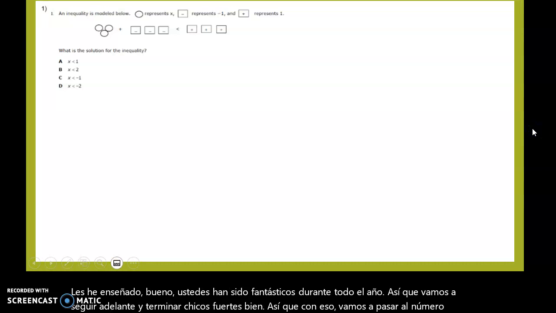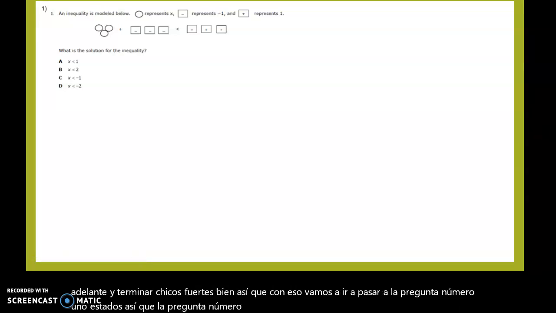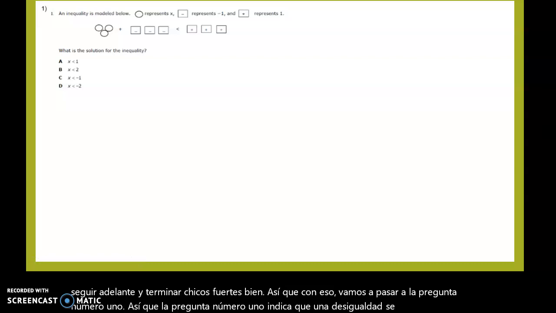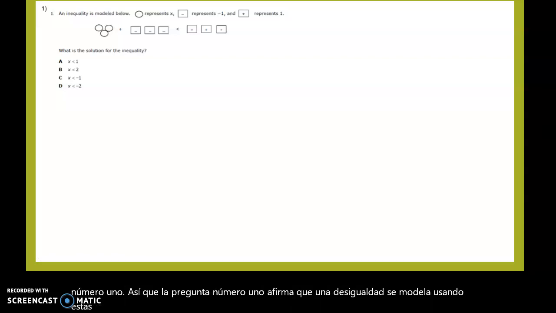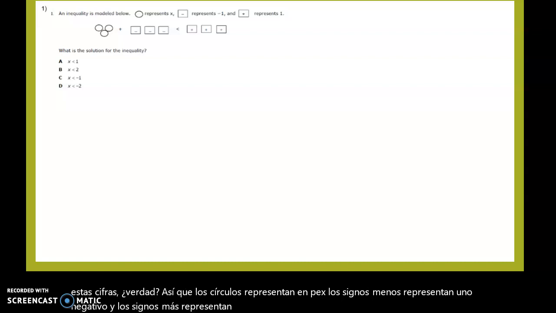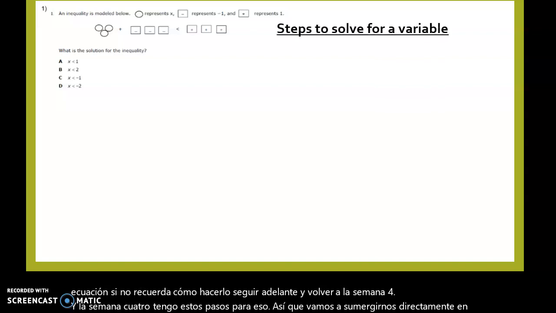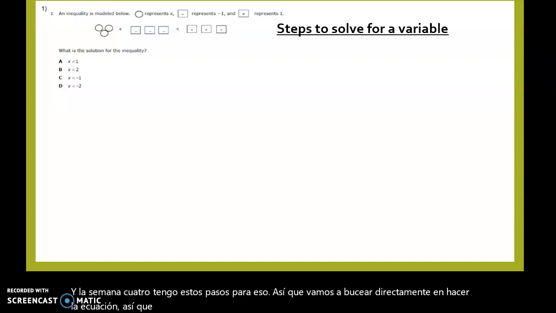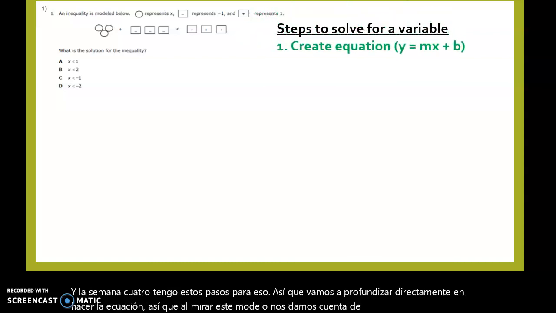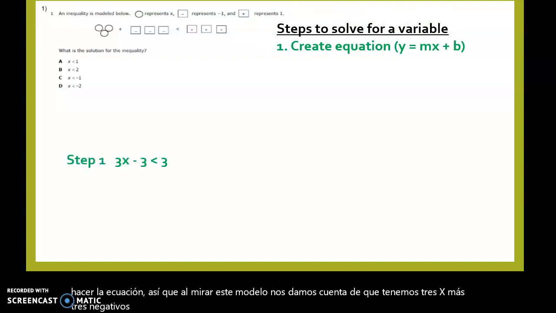Alright. So with that, let's move into question number 1. Question number 1 states that an inequality is modeled using these figures. The circles represent an x, the minus signs represent a -1, and the plus signs represent a +1. So your first step is to set up the equation. If you do not remember how to do that, go back to week 4, where I have the steps for that. Looking at this model, we notice that we have 3x plus -3 is less than +3. So we write that equation down.